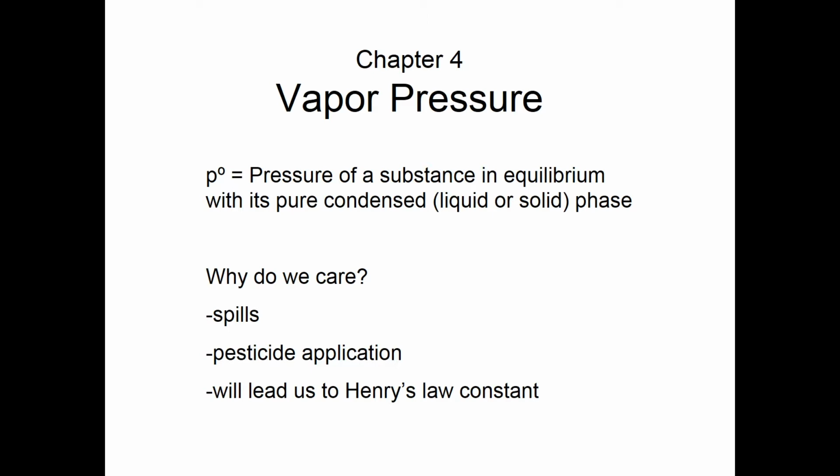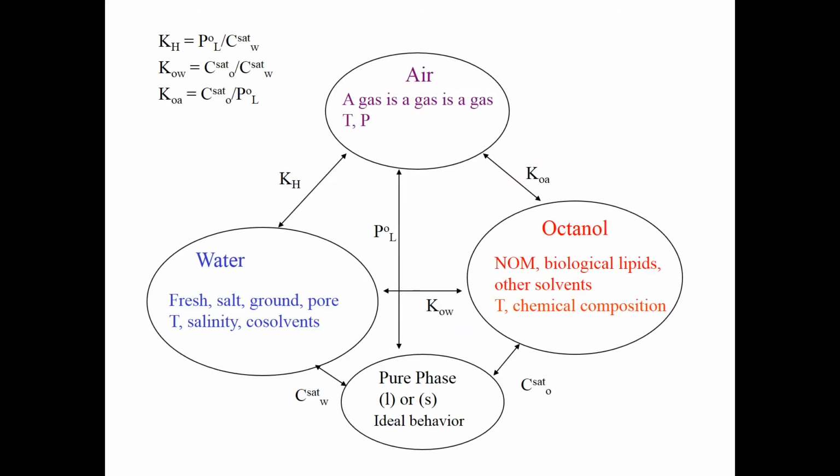So vapor pressure is important. And one of the other reasons that we start with vapor pressure in this class is that if we go back to this really simplified diagram that I have shown you at least once before, and you'll see it many, many times as we go through this class, one of the things that is useful about starting with vapor pressure is that vapor pressure represents the partitioning between the pure phase here and the gas phase. And in the pure phase, you can assume that you have ideal behavior. And the reason you can assume that is because the chemical is in a pure phase with itself.